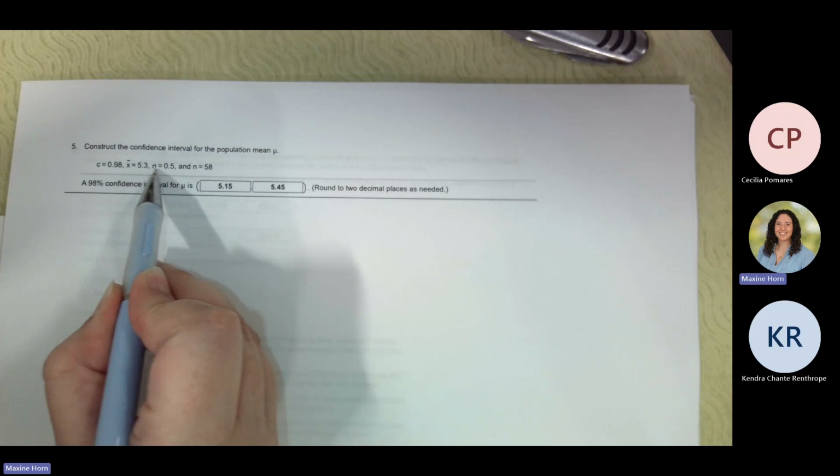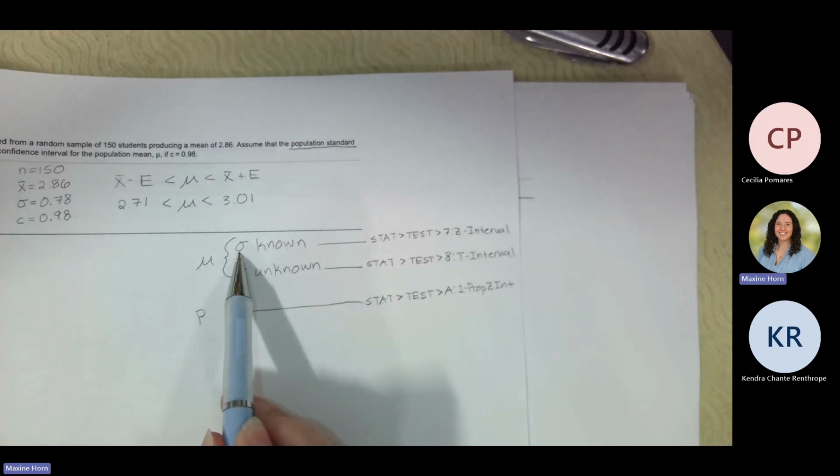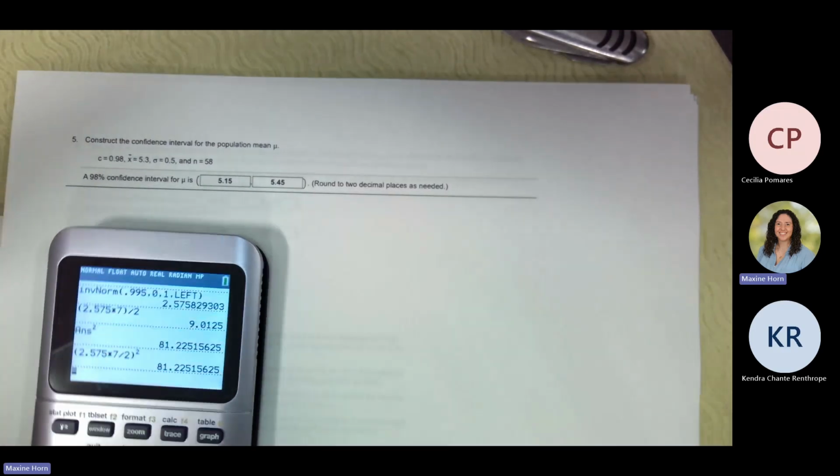Okay, construct the confidence interval for the population mean, and it provides us a bunch of things. So it has just provided us with a population standard deviation. So remember from our first page here, when we know our population standard deviation, when that is known, we're using a z-interval. So we're going to plug these things into the calculator.